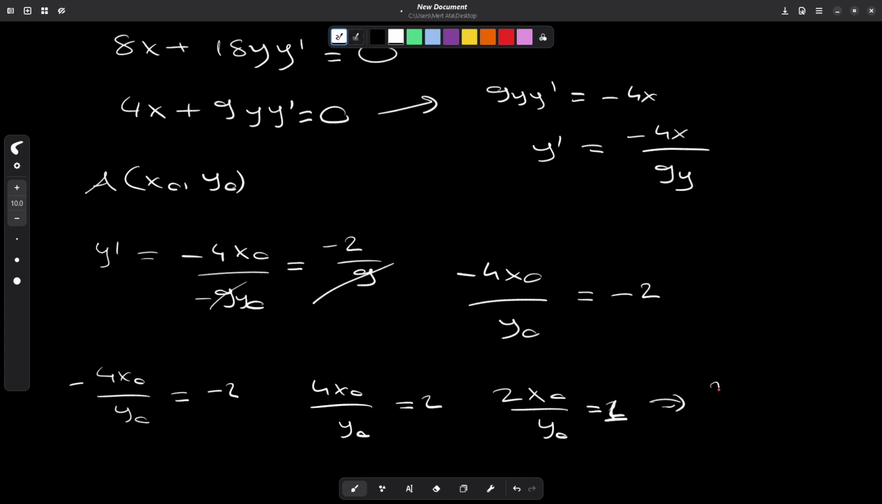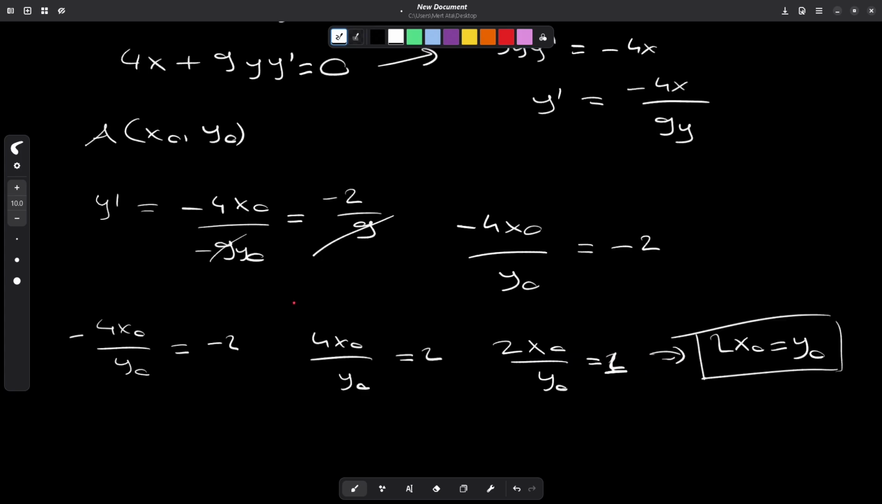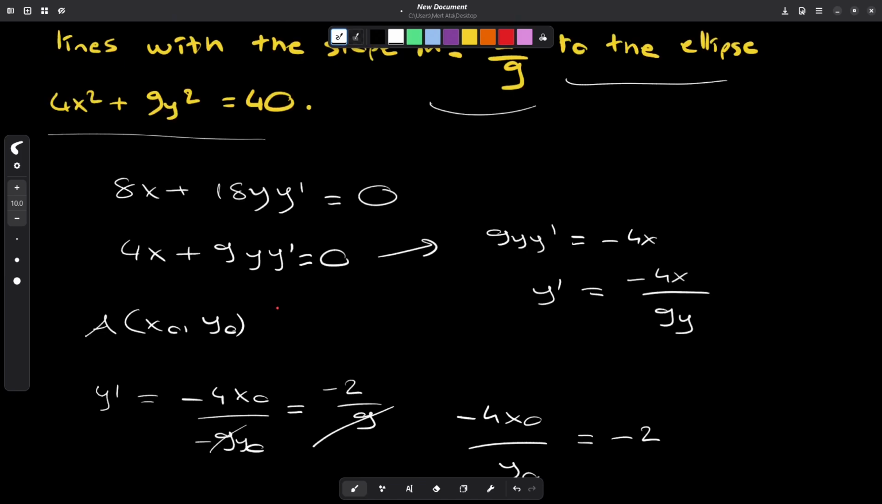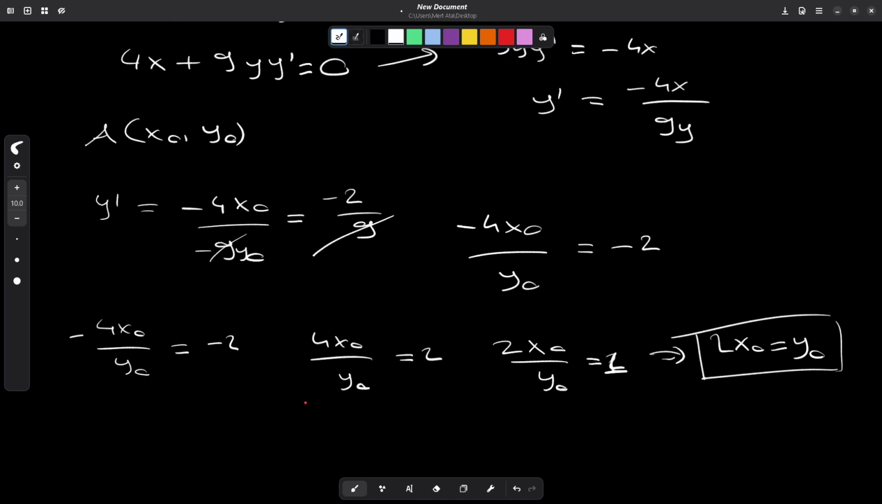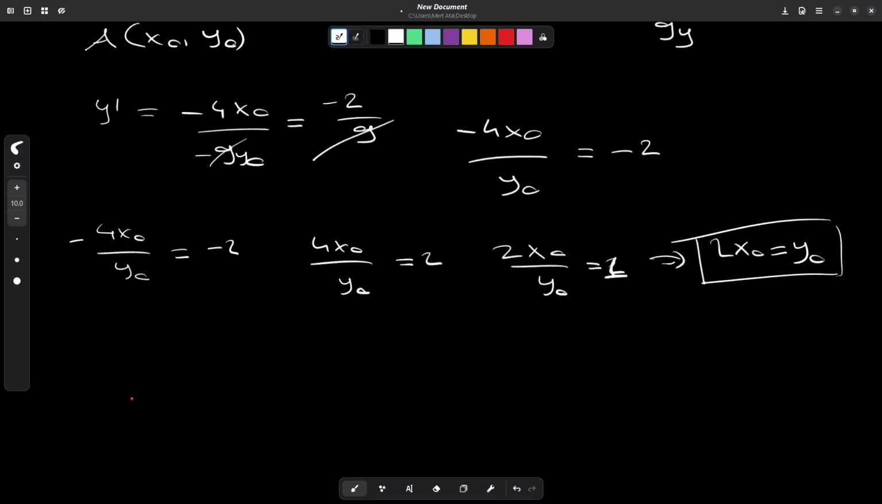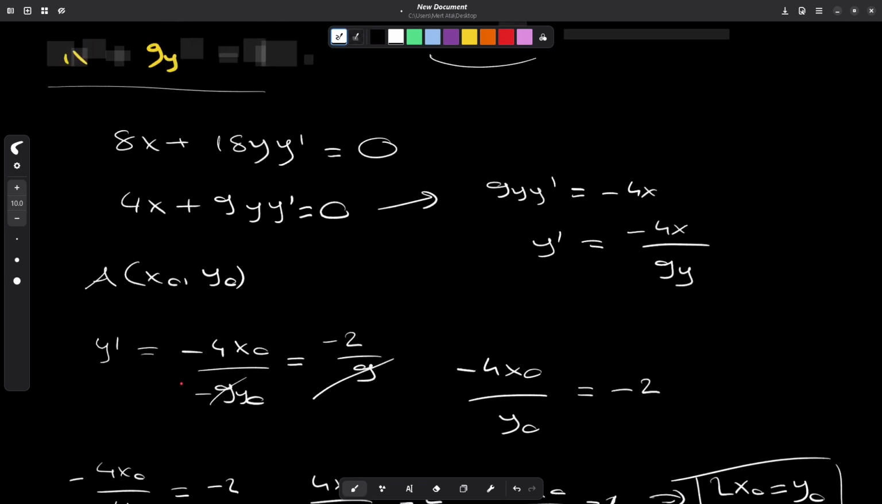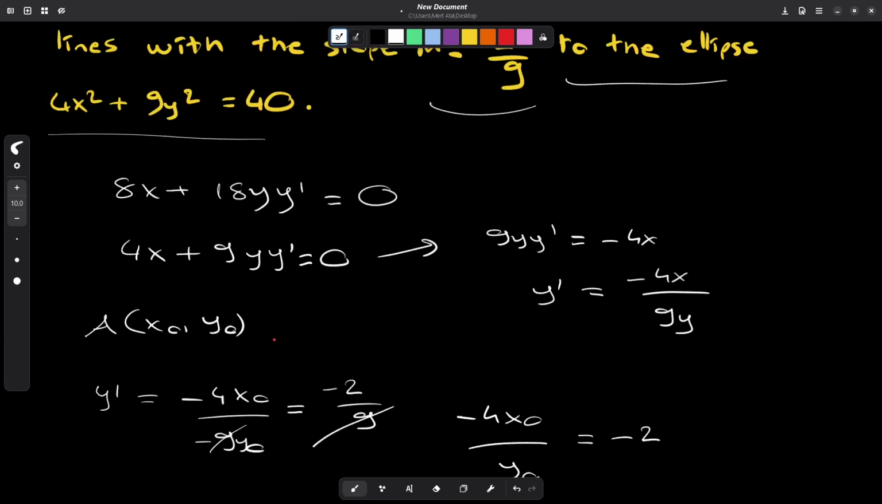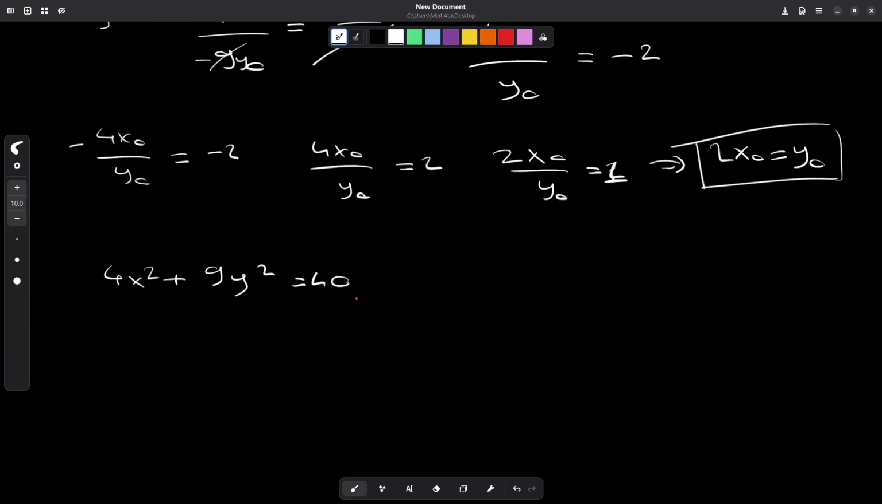From here, 2x0 is equal to y0. Why is this important? Because with this, instead of y0, I will write 2x0. It's kind of messy like this. 4x squared plus 9y squared is equal to 40 is the equation of the ellipse, right? All right. Instead of this, I can write 4x0 squared plus 9y0 squared is equal to 40. The point should be on the ellipse. Instead of y0, let's write 2x0.